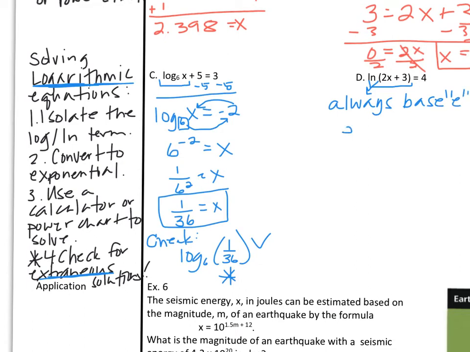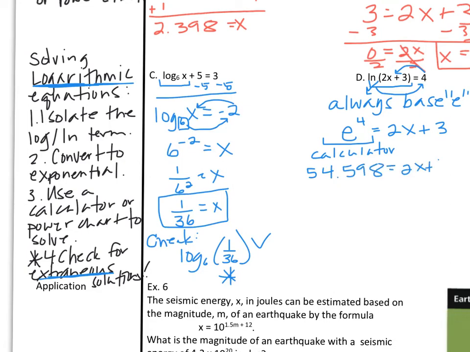We'll start there, e, and then we'll raise it to the 4th power. And it'll equal the entire parenthesis, 2x plus 3. Well, e to the 4th power won't be on our power chart, so this is going to be a calculator option. Find that e button on your calculator and raise it to the 4th power. Remember, we round to the nearest thousandth. e to the 4th power is approximately 54.598. Equals 2x plus 3.